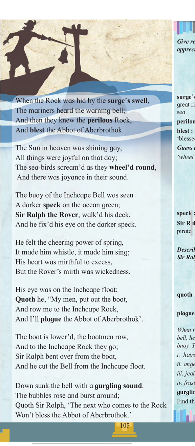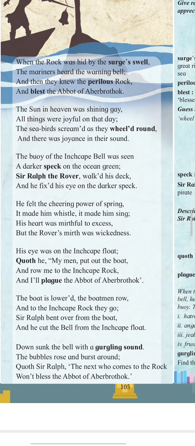Sir Ralph the Rover walked his deck, and he fixed his eye on the darker speck. So now the entrance of the negative character comes, which means a pirate, and his name is Ralph the Rover. He had seen this Inchcape Bell. His eyes fell on this Inchcape Bell. So just see what he thought when his eyes were fixed on this Inchcape Bell.